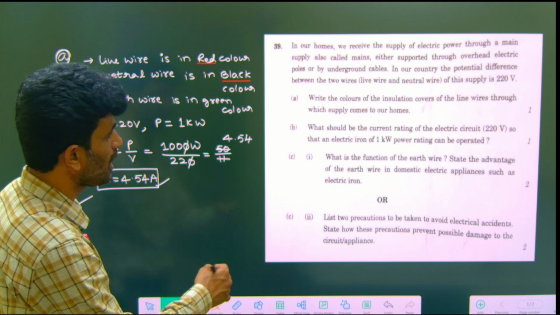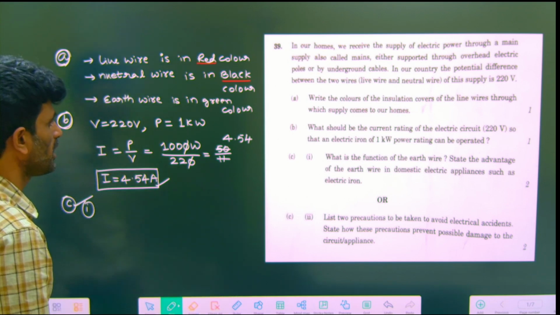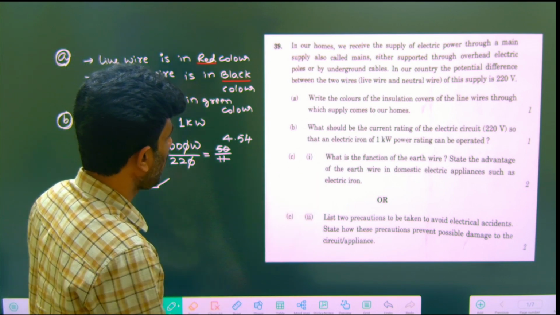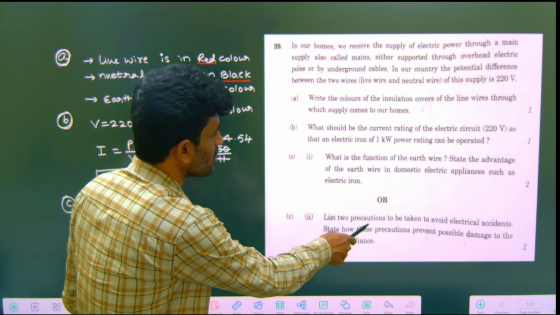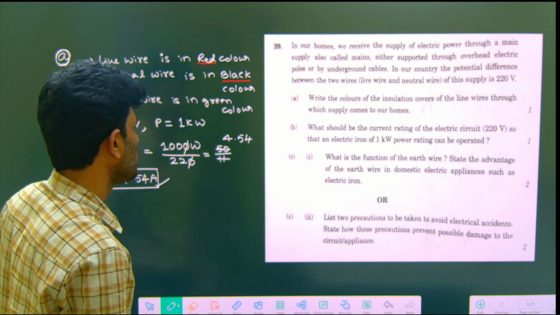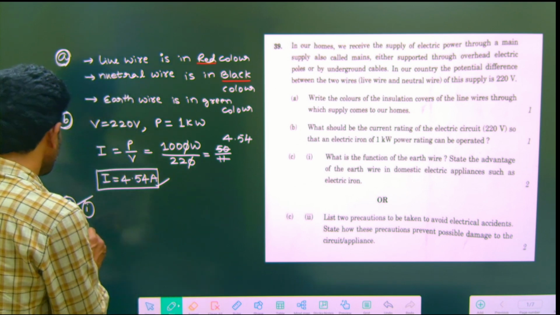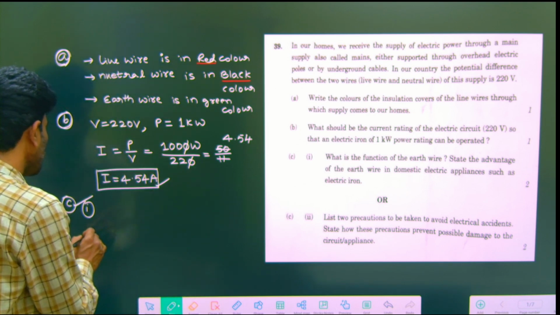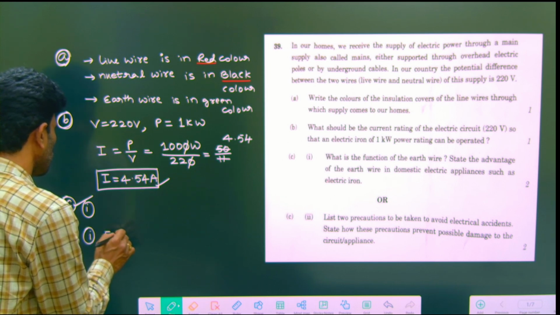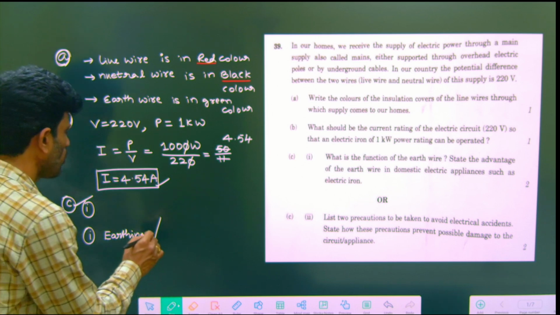Now in that question C we also have another option. The first one, it protects us from leakage of current, that is electric shock. And the second one: list 2 precautions to be taken to avoid electrical accidents. State how these precautions prevent possible damage to the appliances. So here we have to list 2. One thing you can write is again earthing, safety, and one more, the fuse.